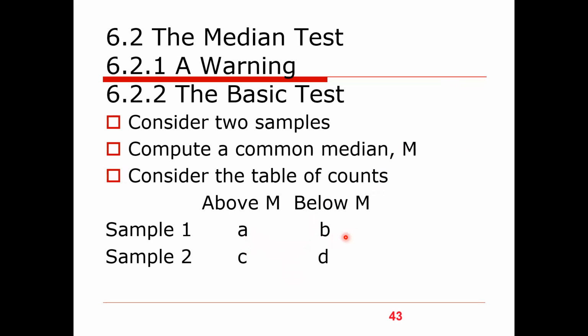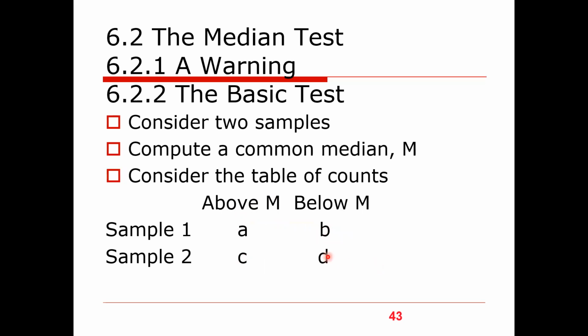So we have 4 cells in this table, A, B, C, and D. A means, in sample 1, how many observations are above the common median of the big sample. And B is how many are below in sample 1, and likewise C and D.